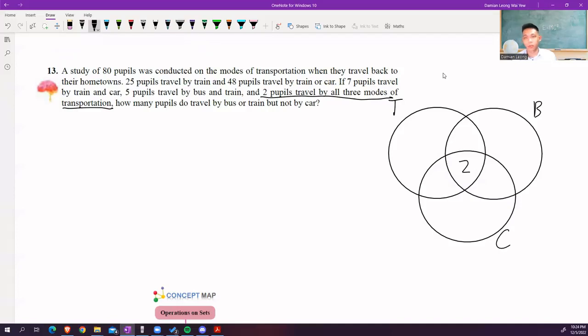5 pupils travel by bus and train. Intersection between B and T is 5. So here 2 means here is 3. 3 plus 2, 5. 7 pupils travel by train and car. Intersection between C and T is 7. So here 2, here 5. 5 plus 2, 7.